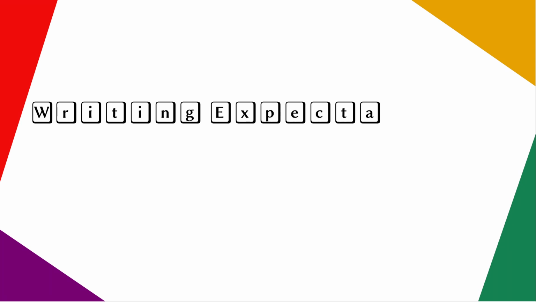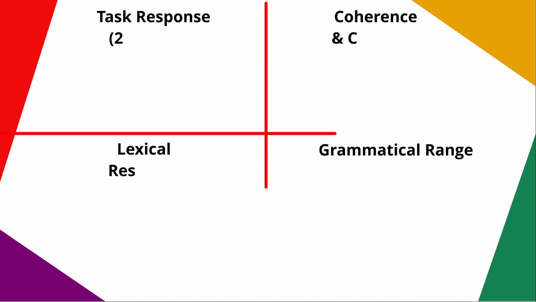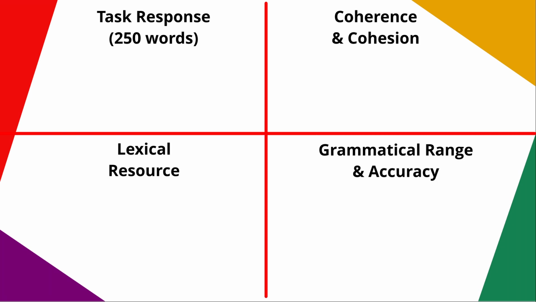IELTS is a standardized test. That means you must be aware of what the examiner expects while marking your writing. For each IELTS writing task, there are 4 expectations which evenly contribute to your band score. Each of these 4 categories contributes 25% to your overall band score, so you should try to evenly apply them to your writing in order to score highly. Let's take a closer look at each one of these expectations.